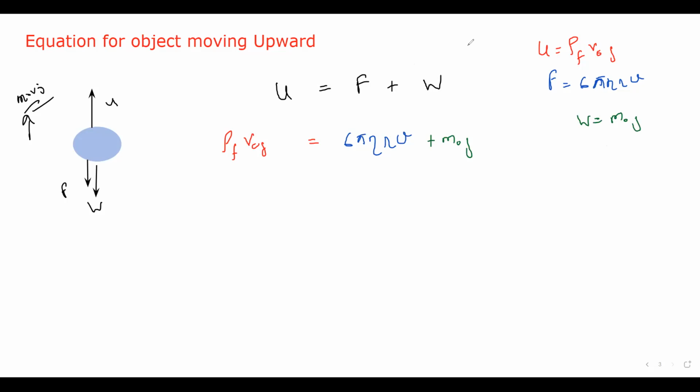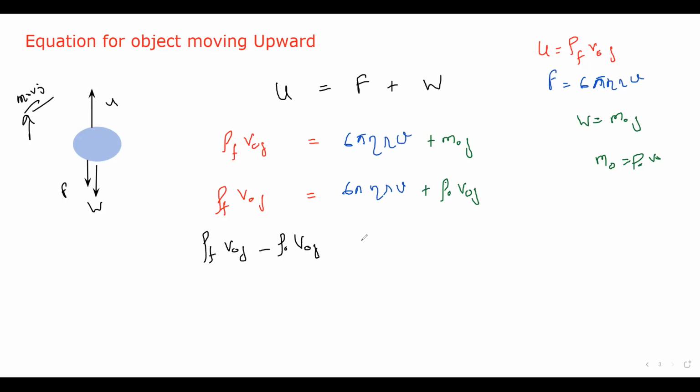And mass of object is equal to density of object, volume of object. So that is 6 pi eta r v, and equal to density of fluid, volume of object, gravity. If we move this to the left hand side, we can say density of the fluid, volume of object, gravity minus density of object, volume of object and gravity is equal to 6 pi eta r v.